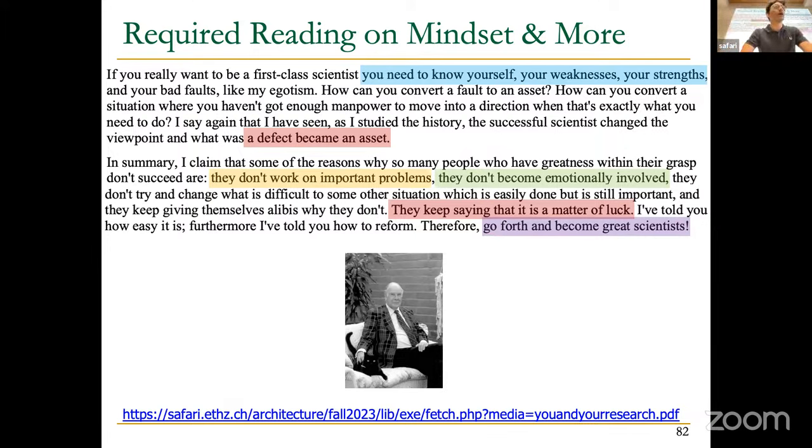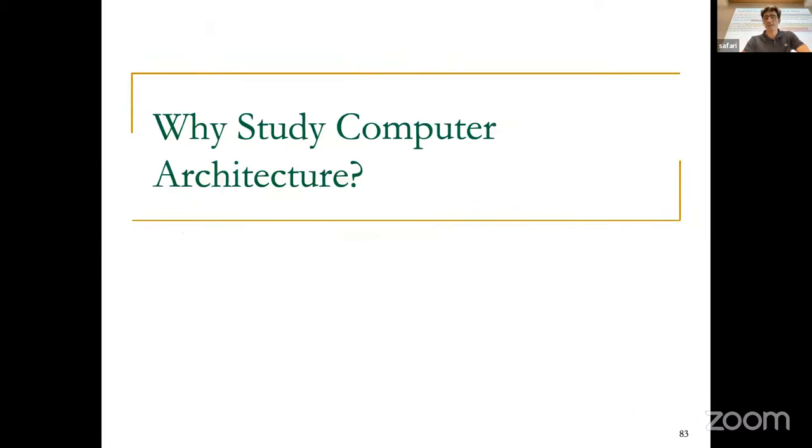Okay, any questions so far? The lecture is until 4, no? So what's the right time for a break? We can have a break. You want to have a break? Okay, let's have a break. And after that, we will talk more about why to study computer architecture.